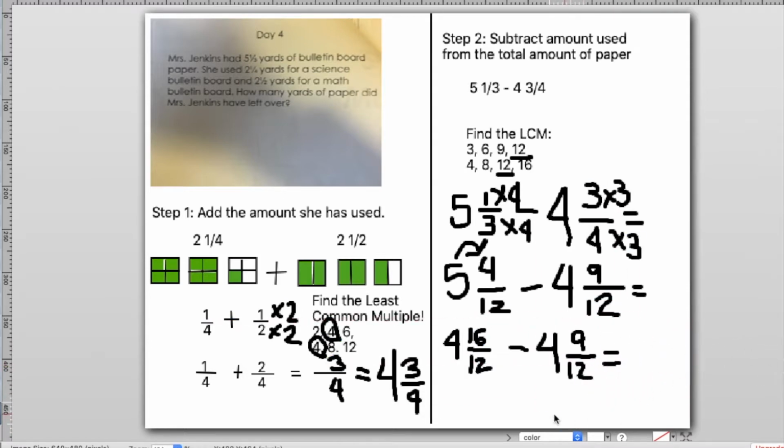Minus 4 and 9/12. Now I can subtract. 16 minus 9 is 7. And my denominator stays the same. Now what about my whole numbers? 4 minus 4 is 0. So the amount of bulletin board paper that she has left over is 7/12.